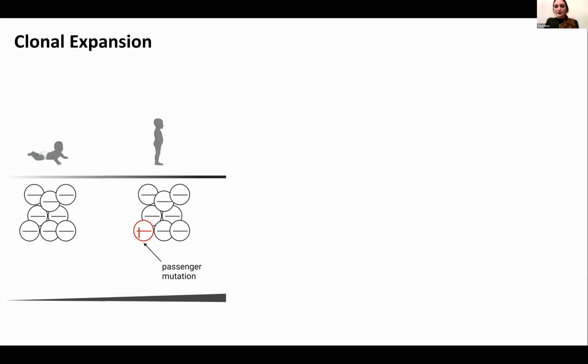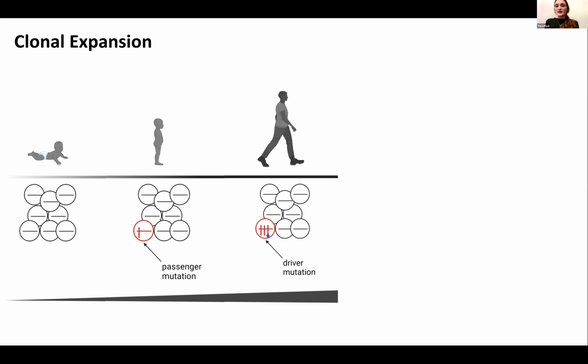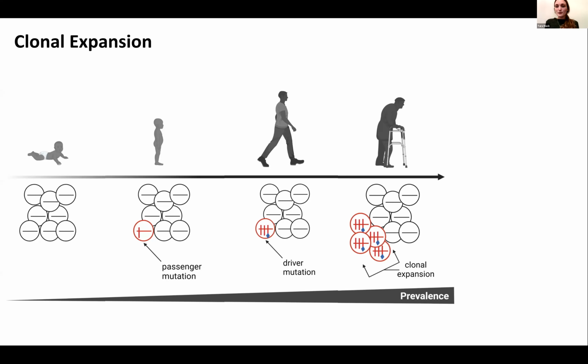However, maybe a little later on in life, you might acquire a mutation that's different. This is what we call a driver mutation. It's different because it does confer a selective advantage, or a growth advantage, to that cell, which then leads to this idea of clonal expansion, where once that cell has that growth advantage, it begins to rapidly expand and take over a larger and larger portion of the cells in the body. We term this a clone.